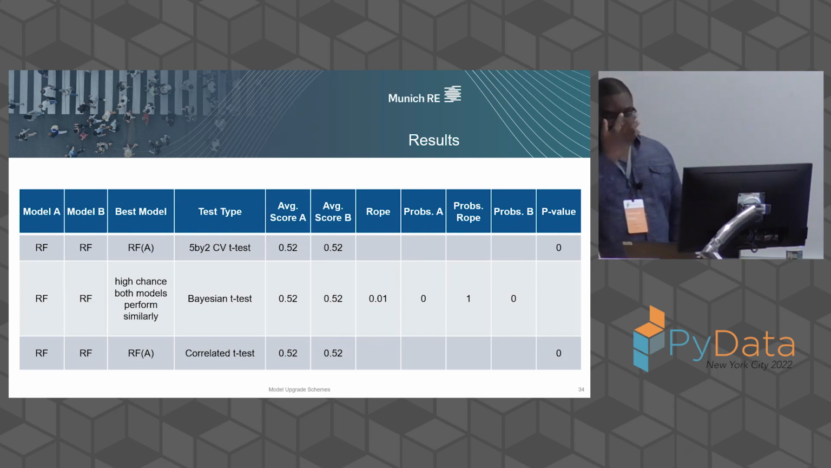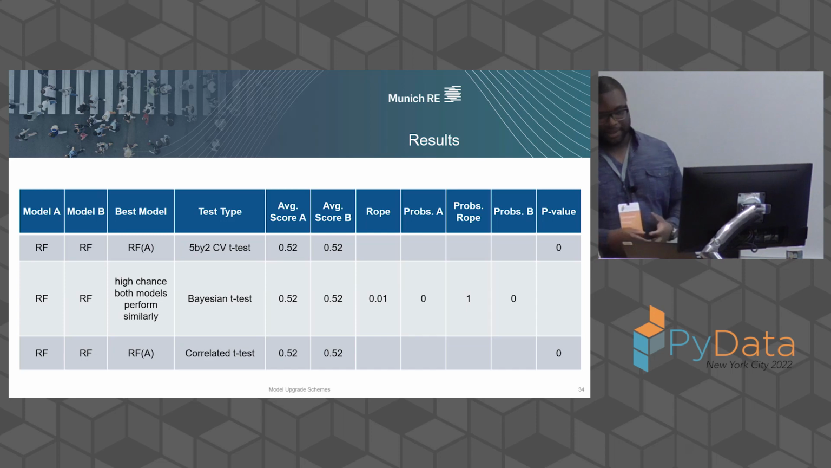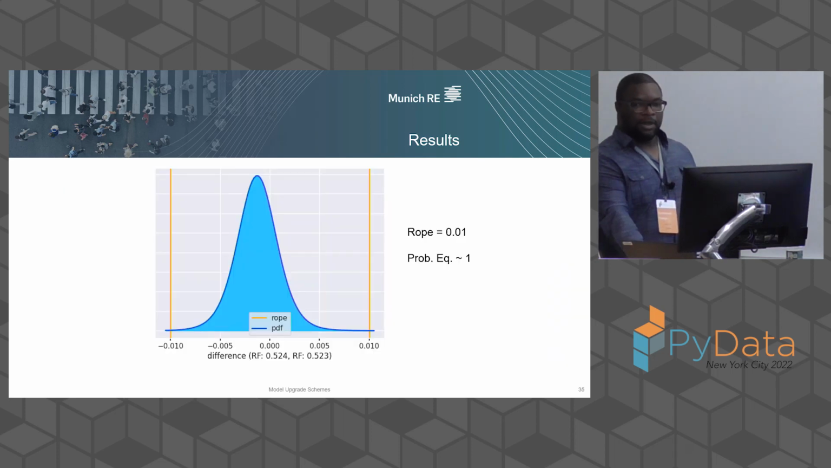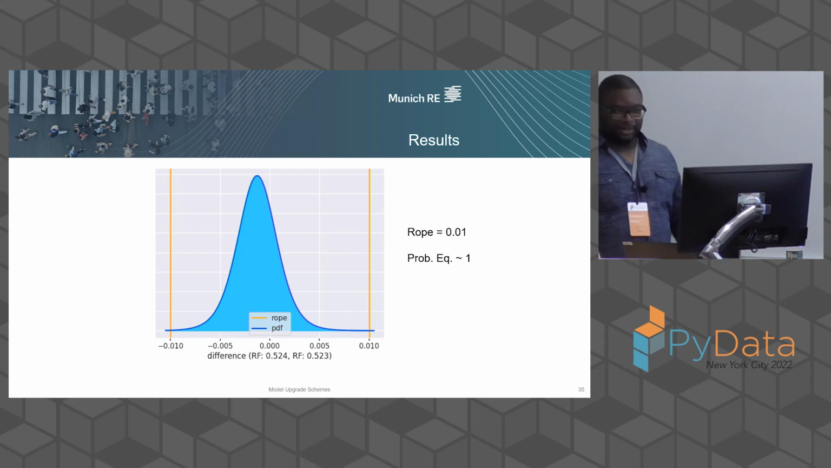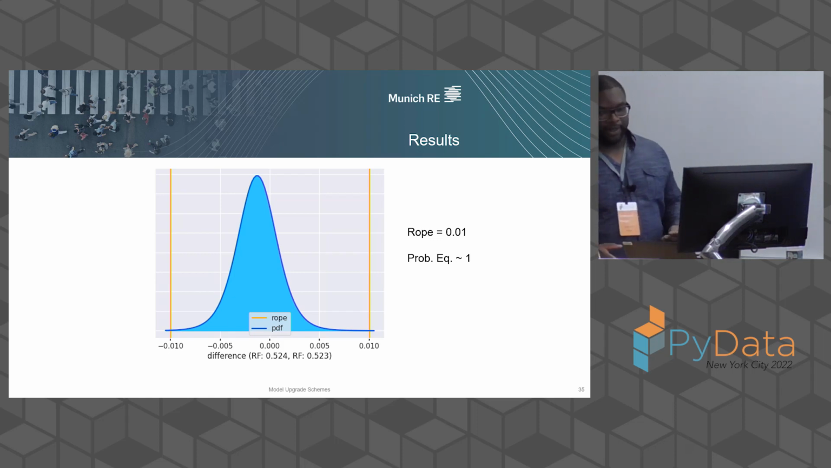I also showed the result of an update system where similar model classes were applied on an updated data set, and the same scenario from before plays out here. These are illustrative examples as well, but you can see that the Bayesian test is able to sort things out a little bit better and say that the models are more or less identical. And you can see again why that is the case here. The entire density is within the ROPE, so the probability that they are equivalent is pretty much 1.